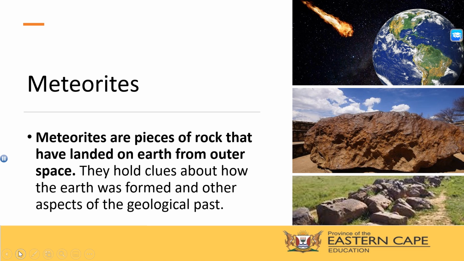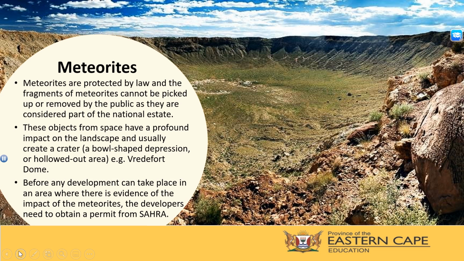from outer space. And those pieces of rock from outer space hold clues about how the Earth was formed, as well as other aspects of the geological history of the Earth and the entire Milky Way. If you take a look at the image on your screen, you will see a meteorite site, or what you are seeing there is actually a crater, which is a bowl-shaped depression or a hollowed-out area. That particular one is Morokweng, found in the northwest province of our country.